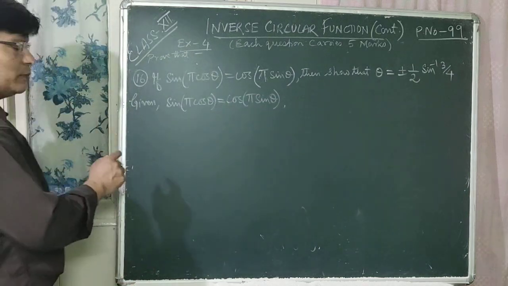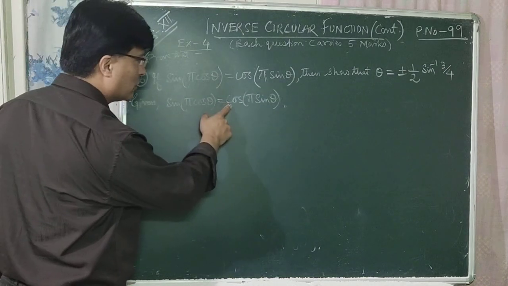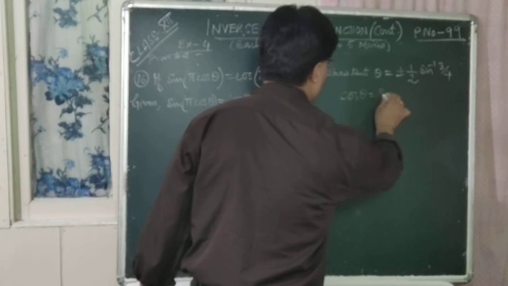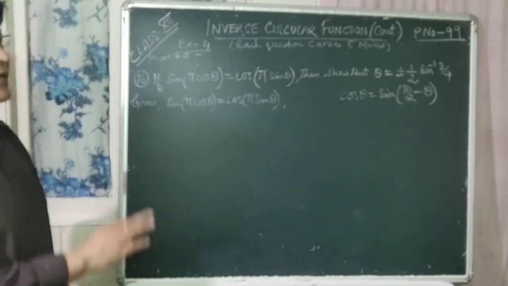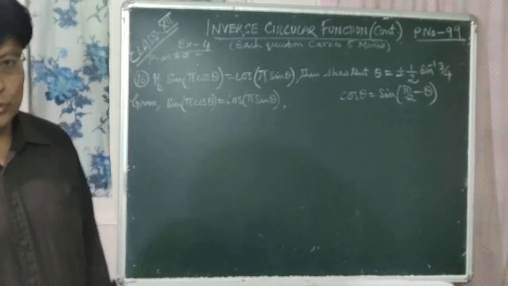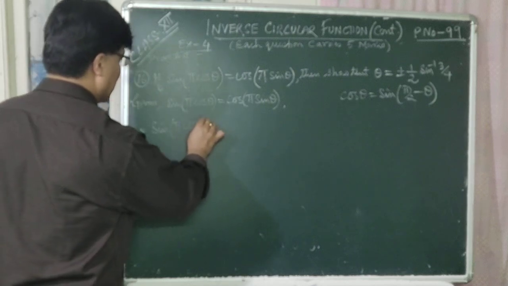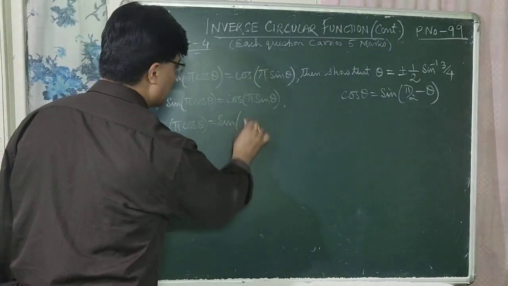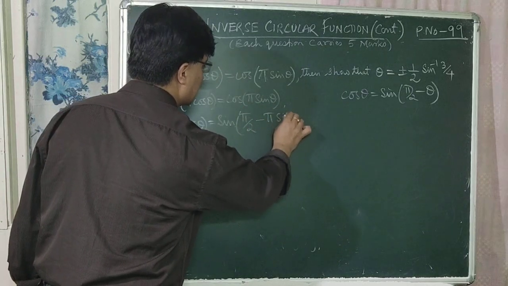So now in order to cancel this sine, you have to convert this cos into sine. You can use the formula, that is cos theta is equal to sine of pi by 2 minus theta. That is cos theta is equal to sine within bracket 90 degree minus theta, or in terms of radian it is pi by 2. So sine of pi cos theta is equal to, we are converting this cos into sine, so what is the formula? Sine of within bracket pi by 2 minus pi sin theta.